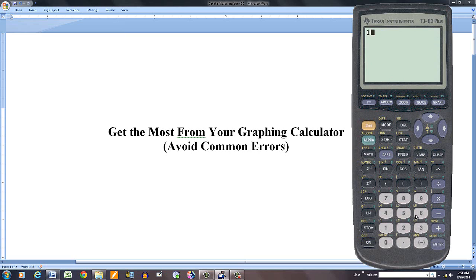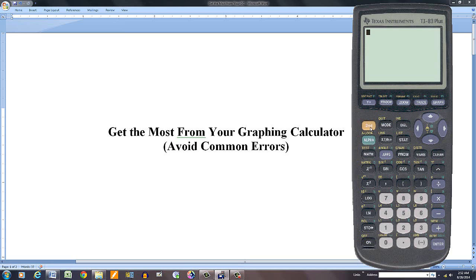The calculator will give you some hints as to whether your operation is correct. For example, if I hit 1 divided by 0, I get error, divide by 0. Dividing by 0 is undefined. Or if I hit, say, log of -2, again, error, non-real answer. The log of a negative is not defined. So your calculator will give you some hints as to if what you're doing is correct or not.